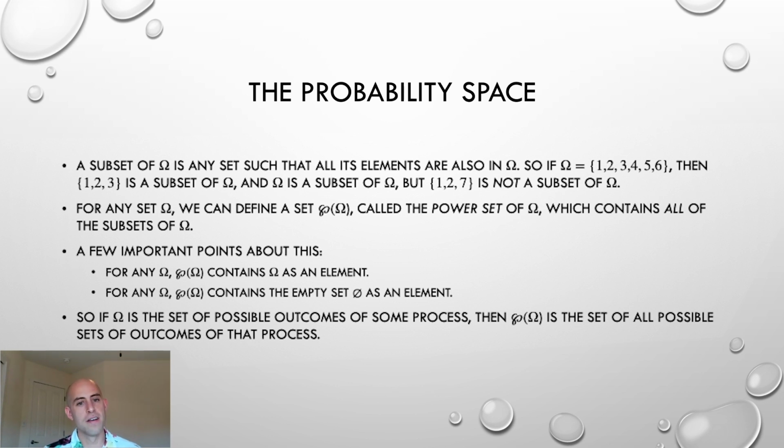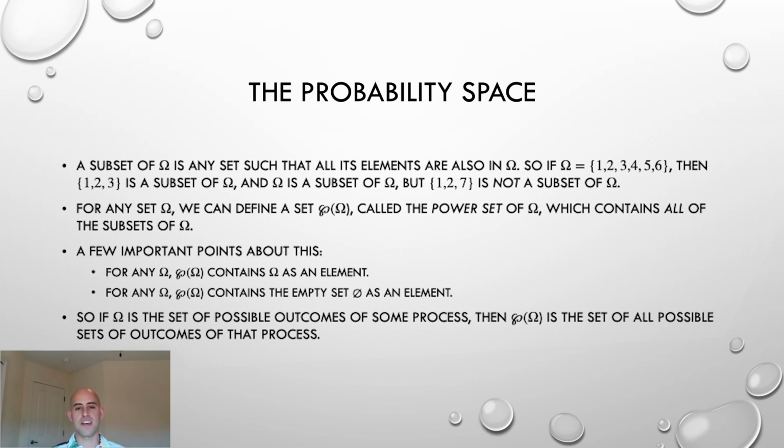And for any omega, the power set of omega contains the empty set, or the set that contains no elements, as an element of that power set. Why? Because the empty set, the set with no elements, is a subset of any set. And that's because, recall we defined a subset as a set such that all of its elements are also in the set of which it's a subset. And since the empty set contains no elements, it's trivially true that all of its elements are in any other set, right? So the empty set is a subset of all sets, and therefore it's an element of the power set of all sets. I know that went a little fast. I'd refer you here to the notes as well for a written down version where you can take this at your own pace, right?